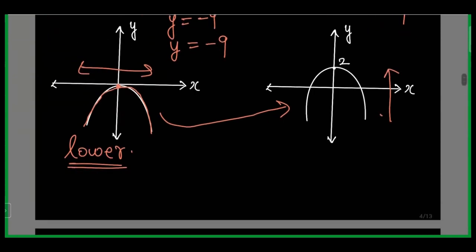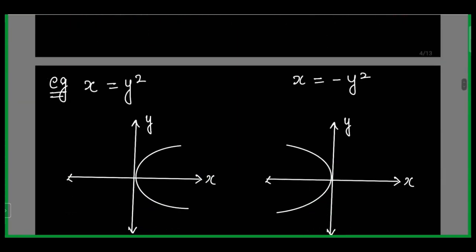Now let's move to other parabola graphs. Now I am reversing the equation. Now my graph is not y equals x square. Instead, it is x equals y square. Now let's begin. If your x is 0, your y is 0.